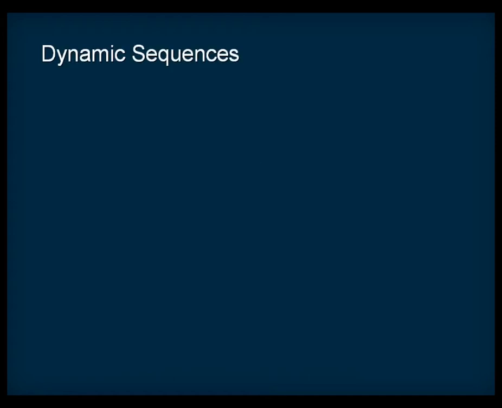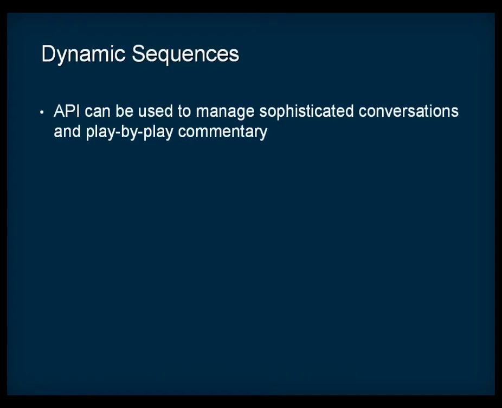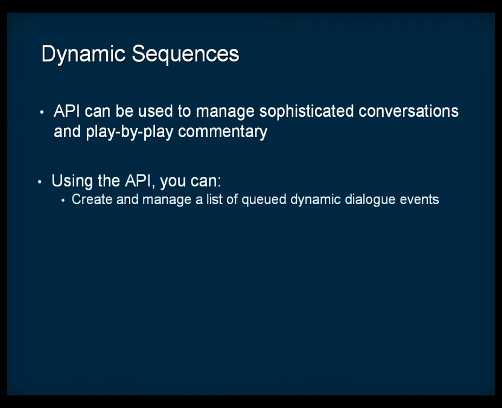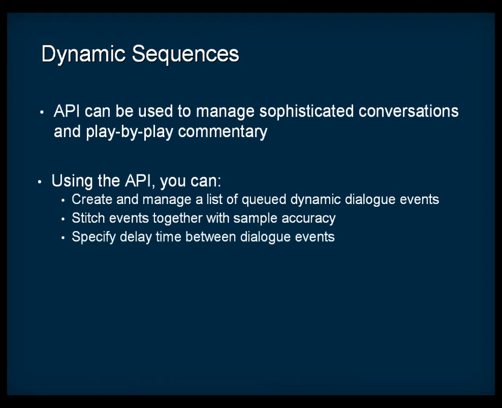Dialogue events are generally comprised of a few words or short phrases. If you need to manage more sophisticated conversations or the play-by-play commentary of a sports game, you will need to use the Dialogue Event API to dynamically stitch together the audio files triggered by a series of dialogue events to create sentences. This API allows you to create and manage a list of queued dynamic dialogue events, stitch events together with sample accuracy, or specify a delay time between dialogue events.